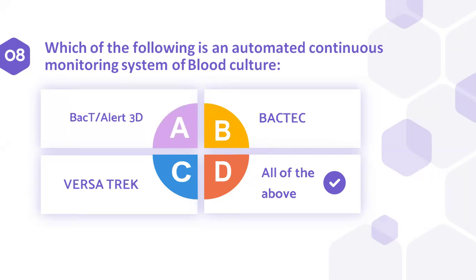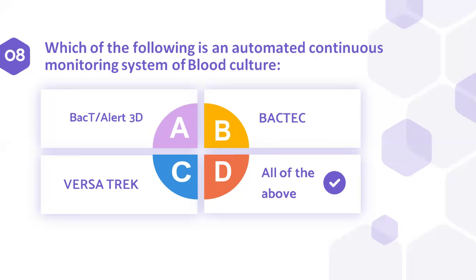If you see the first one, Alert 3D, what is the principle of this one? It is based upon the colorimetric detection of growth of organism. And BACTEC is based upon the detection of fluorescence. So whenever the organism grows in the culture media, based upon the fluorescence, that will identify the growth.